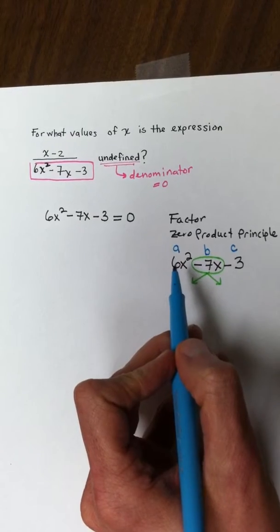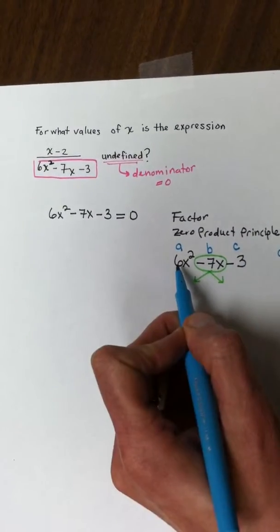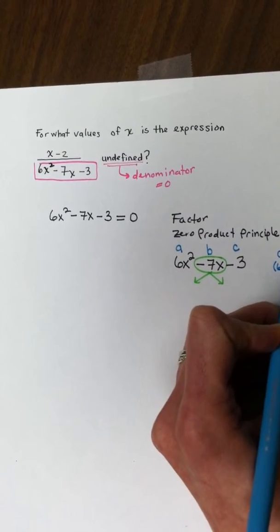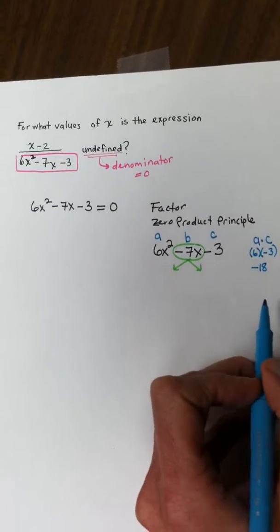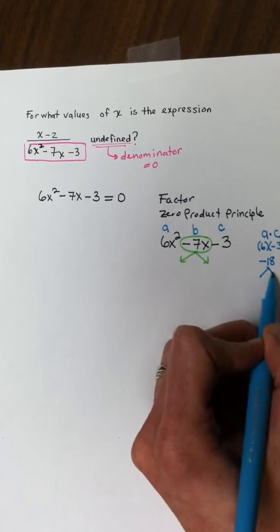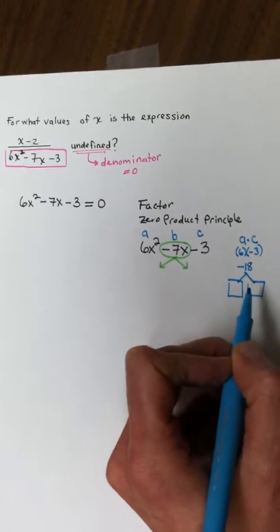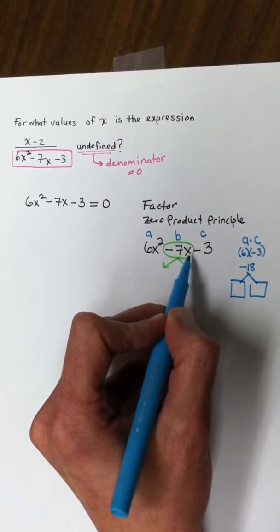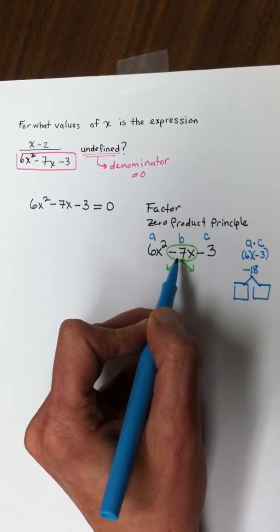In the AC method, we multiply the A times the C. In this case, I'm going to multiply positive 6 times negative 3, and when I do that, I get negative 18. So that's going to be my goal number. I'm looking for two numbers that multiply to negative 18. But I have to keep in mind that since I'm splitting up the negative 7x, whatever those two numbers are have to add back to negative 7x.